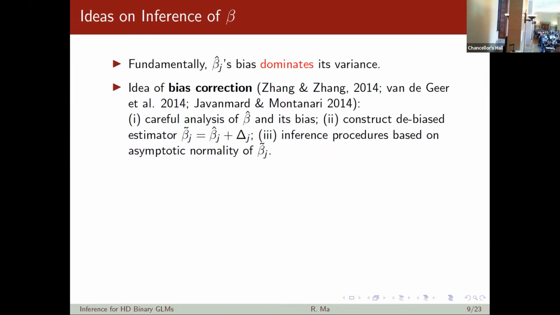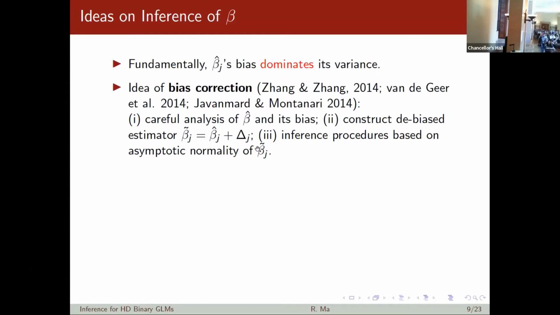And a major breakthrough was made in 2014. In that year, a few papers came out at roughly the same time, which coined the idea of so-called bias correction. And here I give a very brief overview of this idea.